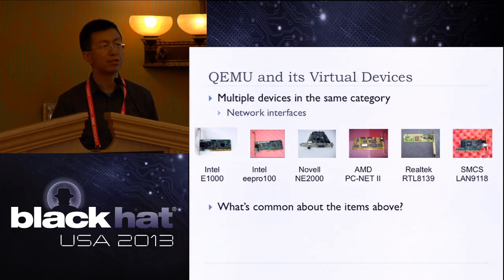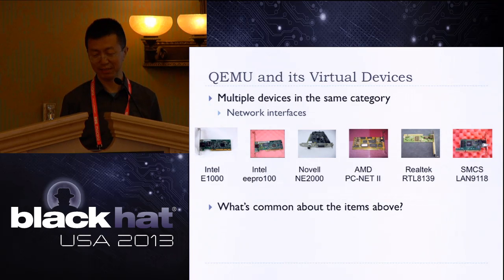And even within the same type of device, you might have different instances of devices. And here I actually list an example of the virtual network interfaces in QEMU. You see there I have Intel E1000, ePro 100, Novell E2000. You even have the Realtek 8139. Okay? I want to pause a bit here and ask the audience to say whether you notice any common characteristics of these pictures and items.